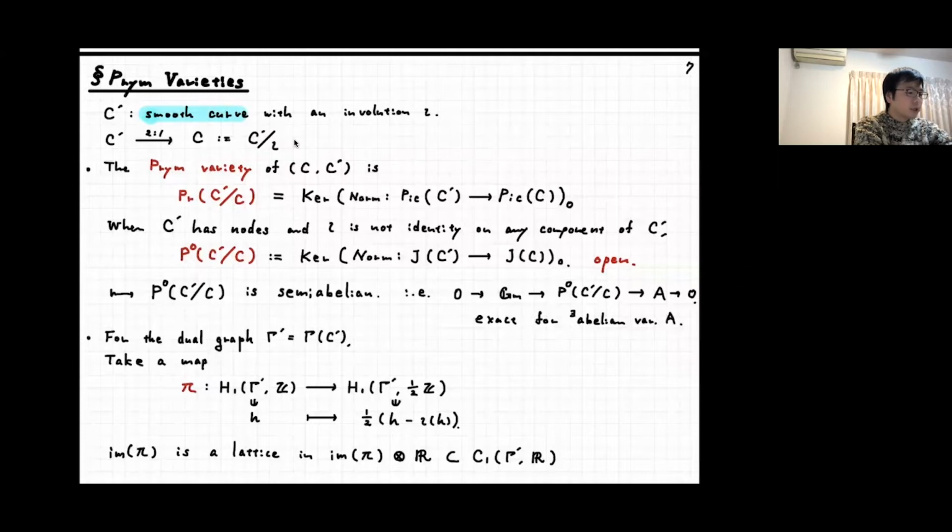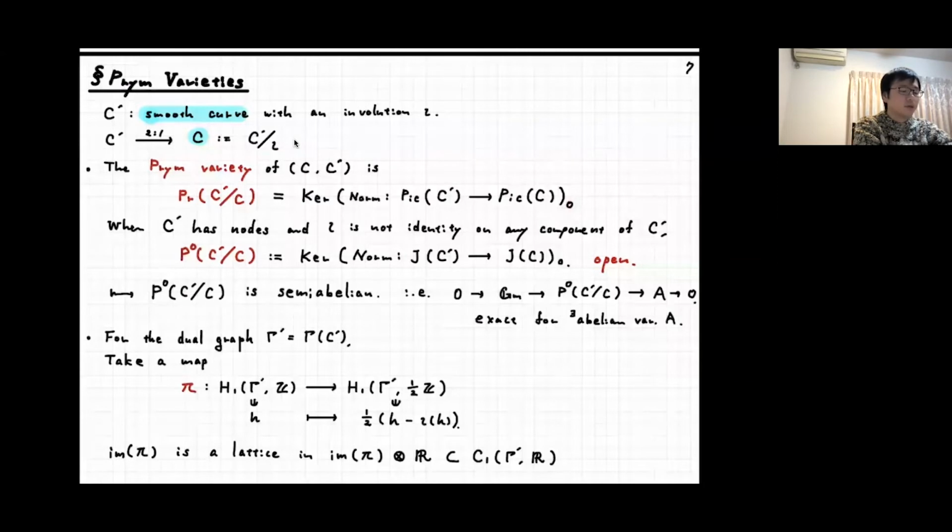Let's assume that starting from this involution, we have the quotient. Let's denote the result of the quotient by C. So we have, in fact, the double covering of C by C prime. Then for such a general situation, we can define the usual Prym variety of C and C prime as a kernel of the norm map from the Picard group of C prime to the Picard group of C, and take a component which contains the identity 0.